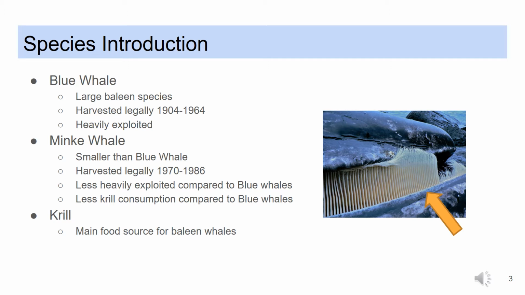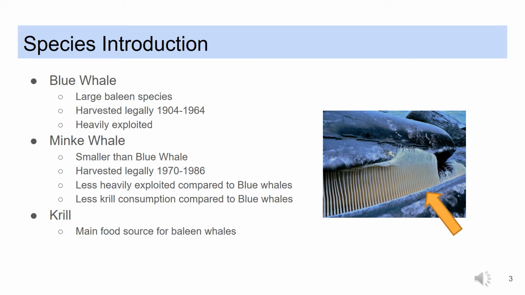The first species I would like to introduce is the blue whale. This is a large baleen species that was harvested legally between 1904 and 1964. They were so heavily exploited that their population was almost extinct in 1970. Because blue whales are so large, they eat about 3 tons of krill per day. I'd like you to imagine how this would affect the krill population.